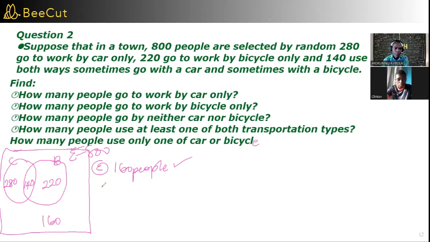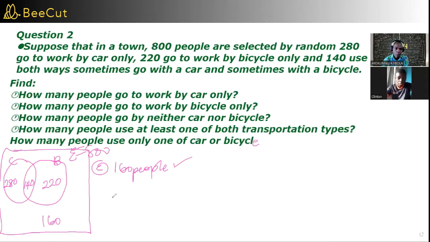But here now, the question says how many people use at least. If I say you can eat at least one of the cookies, that means I'm trying to say if you like, you can eat more than one. Yes or no? Yes, sir. So that means you can find those that use more than one or those that use one. Is that taken?